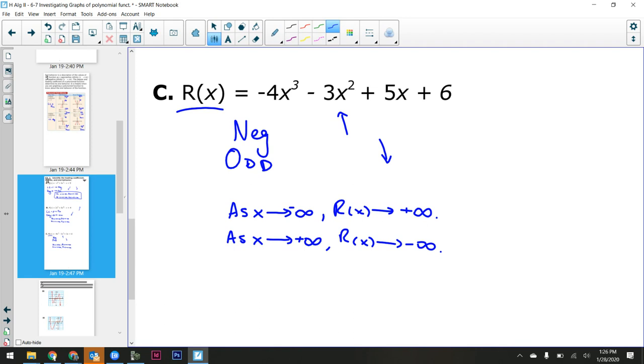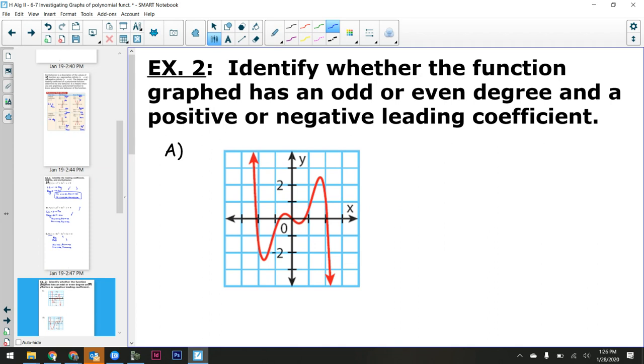Okay, now let's try to match what we see on the graph. So what do we see there? Positive, negative, odd. We know this is a negative odd function. Now, we can even go so far as to classify this. What's my degree here? 5, because I see 5 intersection points with the x-axis. So I know the degree has to be 5.